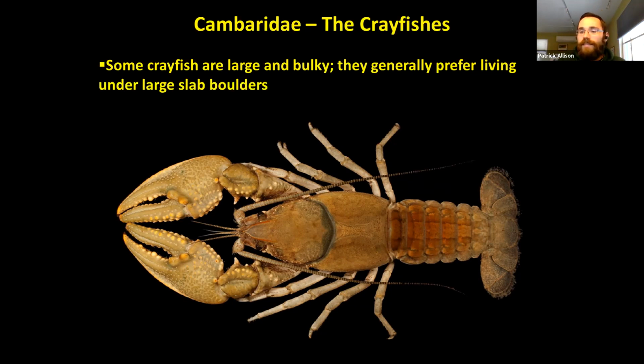The crayfish is like that because the habitat it prefers is large slab boulders, which are really big, flat rocks. That way it's able to tuck its way underneath the rocks very easily and have a nice place to shelter in.